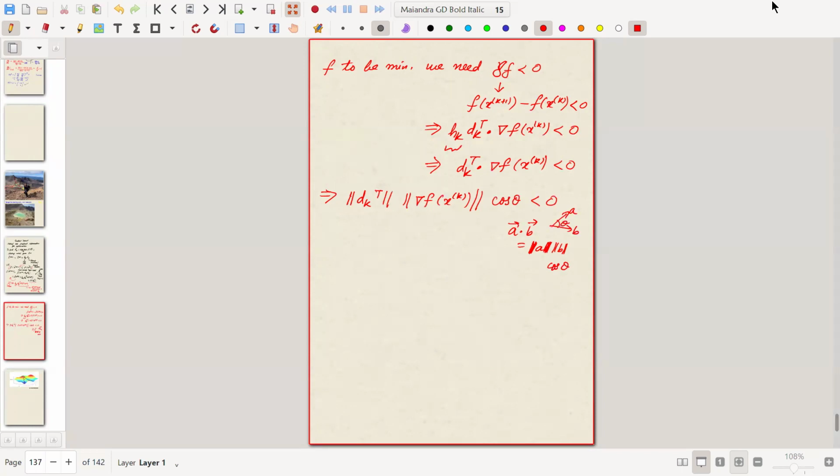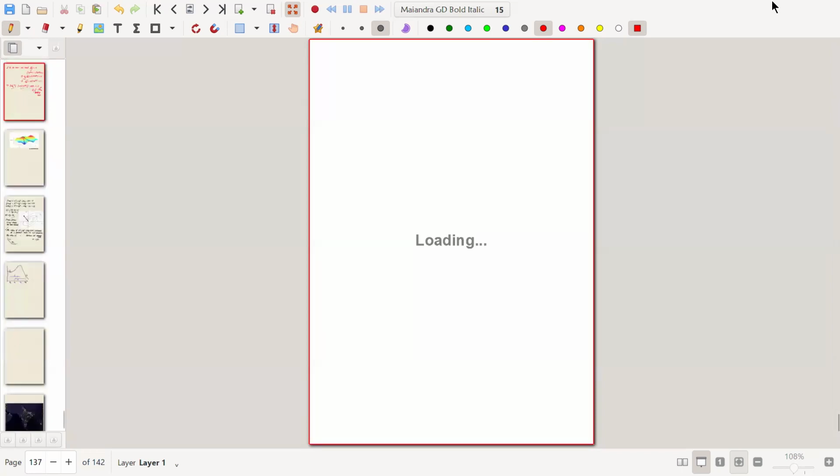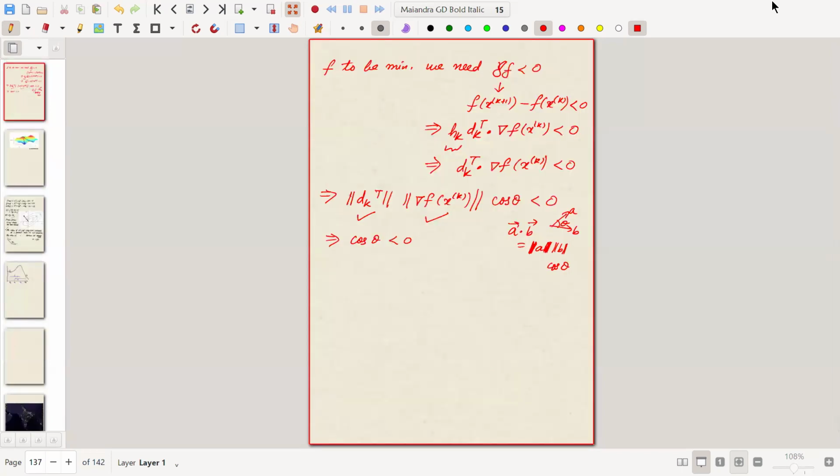So far good. So this term will be positive, this term will be positive. So the negative is due to the cos theta. This means cos theta should be less than 0. Now, one idea: cos theta should be less than 0. But when is cos theta minimum? We can do the best, isn't it?